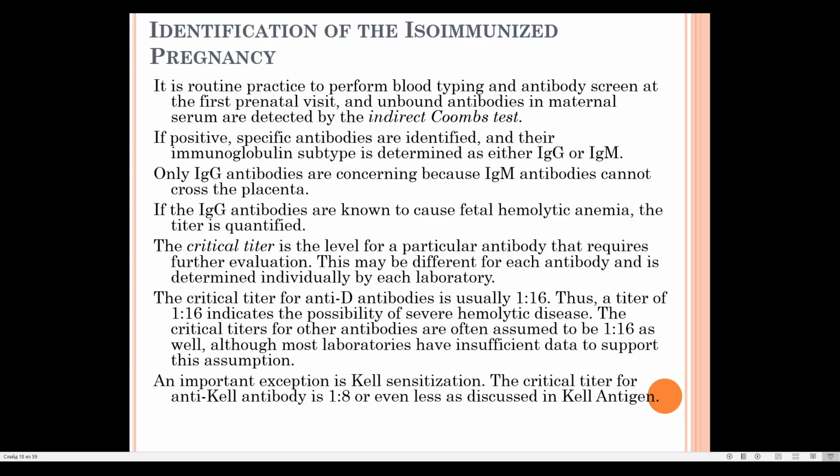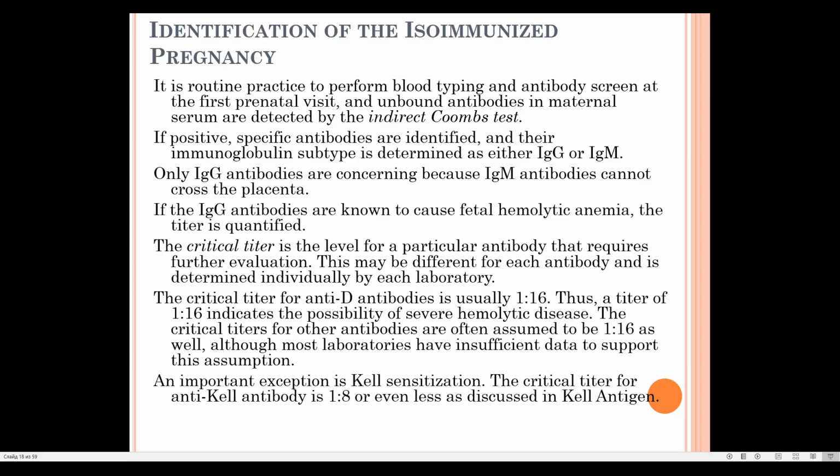If positive, specific antibodies are identified and the immunoglobulin subtype is determined as either immunoglobulin G or immunoglobulin M. Only immunoglobulin G antibodies are concerning because immunoglobulin M antibodies cannot cross the placenta. If the immunoglobulin G antibodies are known to cause fetal hemolytic anemia, the titer is quantified.